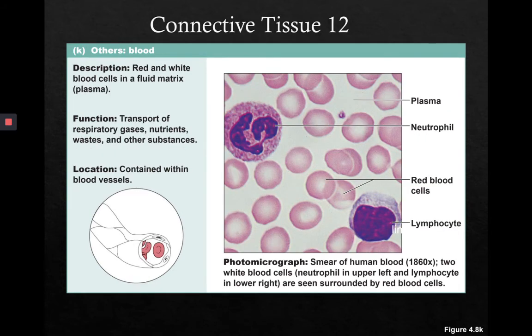And then last but not least, we'll look at blood. Blood is an atypical connective tissue because it's a fluid, but it is made up of cells. It's made up of white blood cells, platelets, and red blood cells. It also has a large extracellular matrix, which is called plasma or blood plasma. The location is really simple. It's contained within blood vessels, and it is a transport medium. It's able to transport things like carbon dioxide and oxygen, even nutrients and waste products, and plenty of other substances.